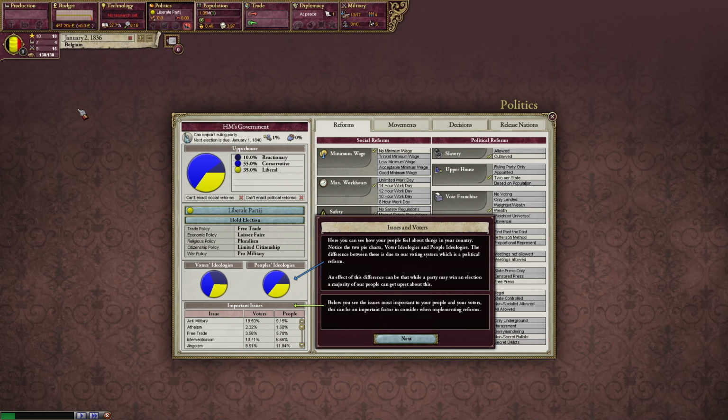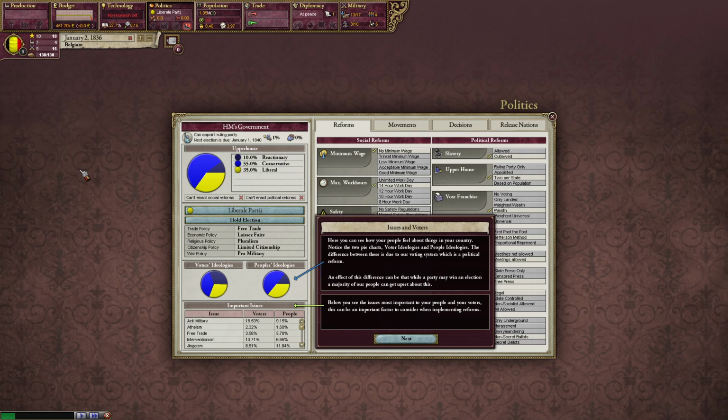Okay, issues and voters. Here you can see how your people feel about things in your country. Notice the 2 pie charts, voter ideologies and people's ideologies. The difference between these is due to our voting system, which is a political reform. An effect of this difference can be that while a party may win an election, a majority of our people can get upset about this.